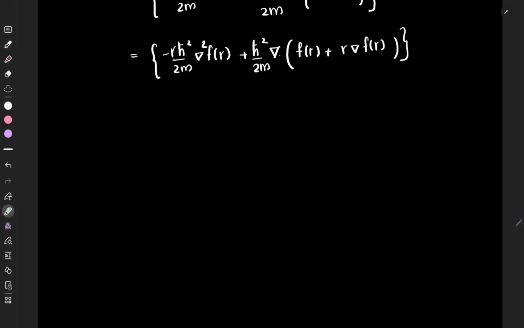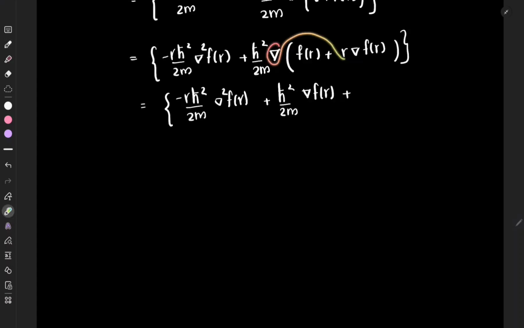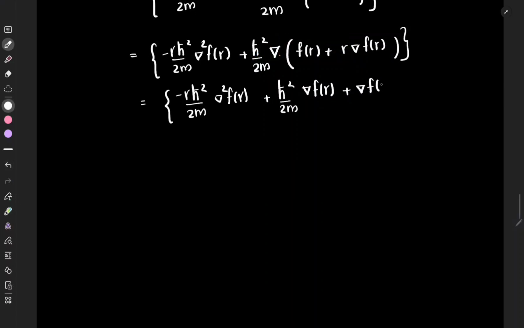So what next? Now you have to bring this one inside and do the same. You will get the same h cross first term, and the second thing is h cross square by 2m del f of r, the same thing, plus del r dot del f of r. So it will be del f of r itself, sorry, del f of r. Now the next one is r del square f of r. Okay, I hope you understood how.